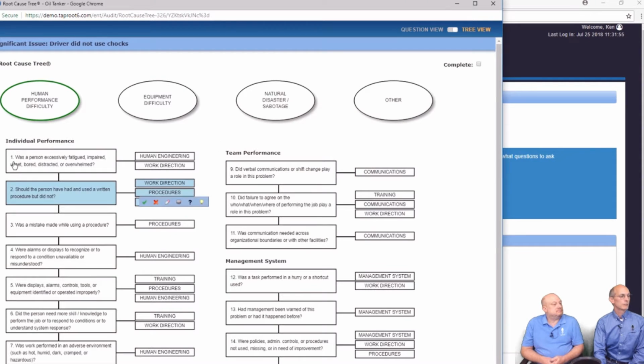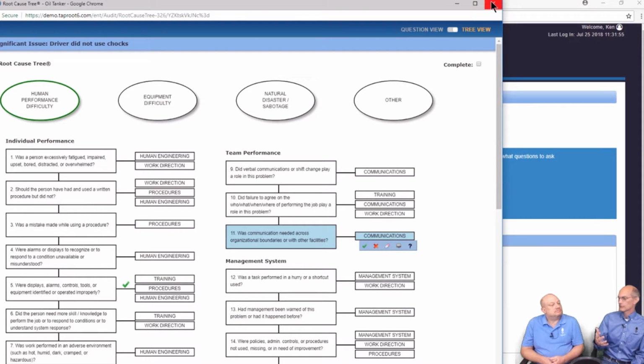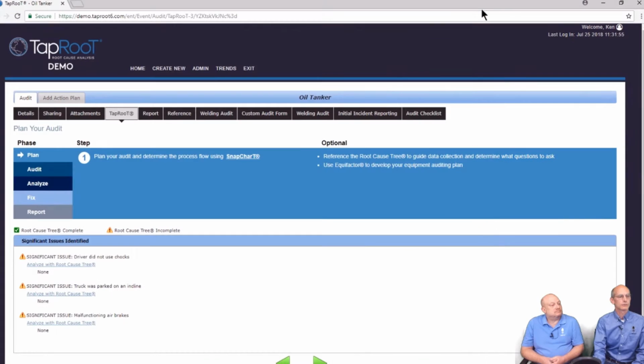And because of that, we then go down through and ask, well, was he fatigued? Was he distracted? Was he overwhelmed? Did he, down at the bottom here, not use the right equipment for this? Were displays, alarms, controls, tools, or equipment identified or operated improperly? Yeah, he didn't use the right chocks, right? So we'd be able to say yes to this, and as you work through this root cause analysis and discover information, you could ask, was he fatigued? And say, well, I forgot to ask him that. Let me go ask. You talk to the guy real quick, maybe make a phone call, ask him if he was fatigued, and you'd add that to the root cause tree.